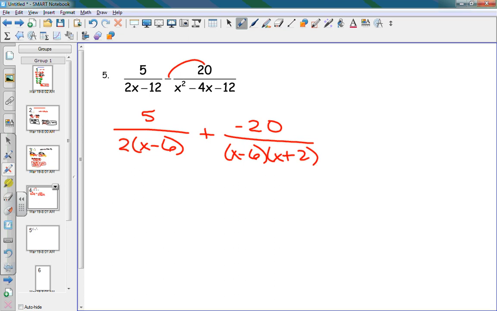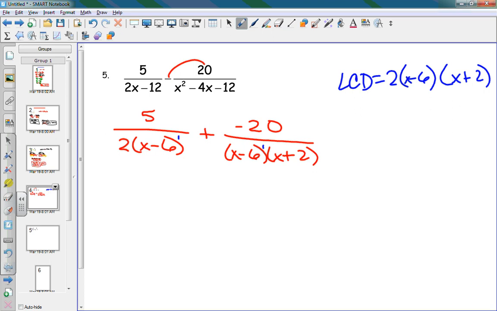The 12 is negative because negative 6 times 2 is negative 12. Inner gives me negative 6x. Outer gives me positive 2x to give me the negative 4x. Now, everything's factored completely. Is this a true statement? Yep. Now, what's my LCD? 2 times x minus 6 times x plus 2, which is the first denominator with the x plus 2. Why do I not need to write the x minus 6 down 2 times? You have it. Because you are taking the higher exponent, and since they both have the same exponent, you don't need to worry about it.